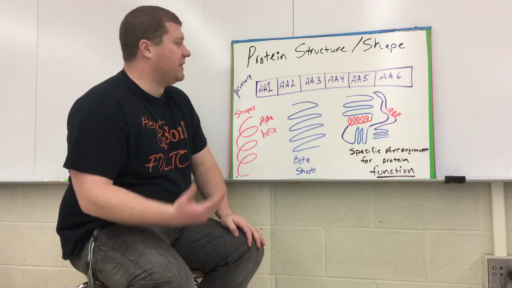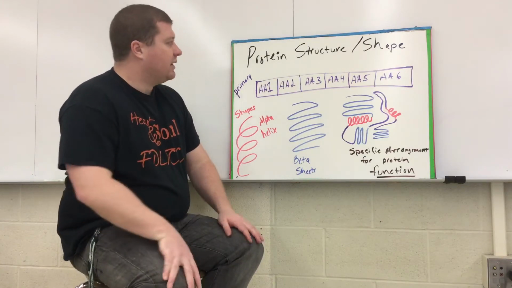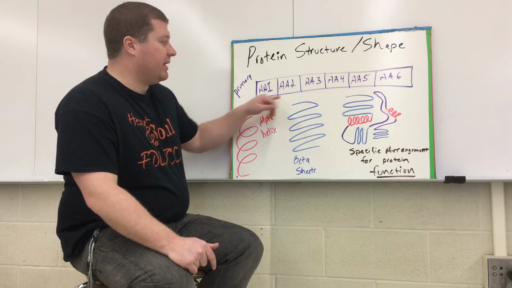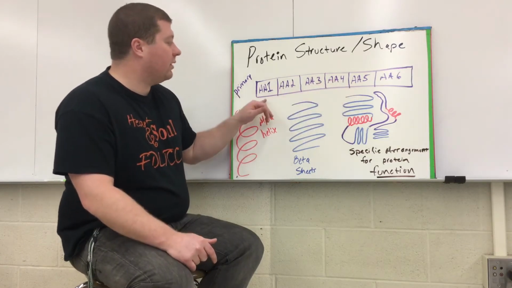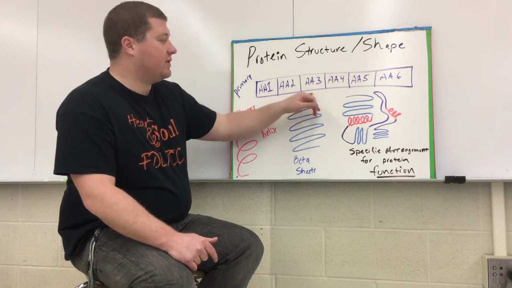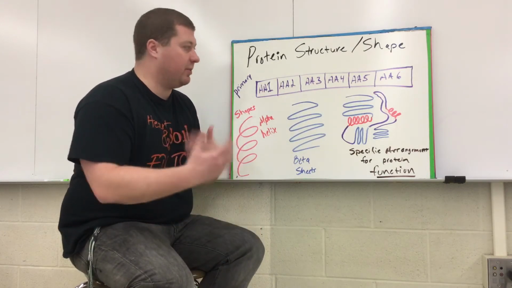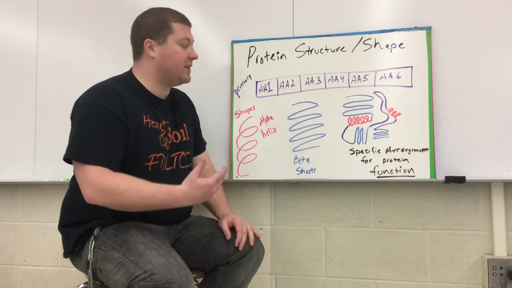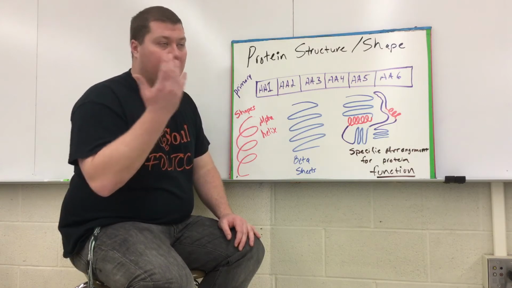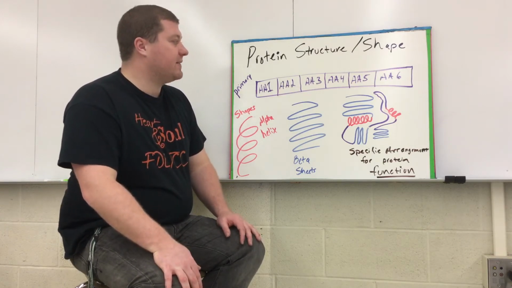So a little bit about protein structure and how that works. The protein is structured into amino acid parts. So amino acid 1, amino acid 2, 3, 4, 5, 6, and oftentimes amino acid chains will be at least 20 for a protein, and they can be up to 500 or more amino acids in length.